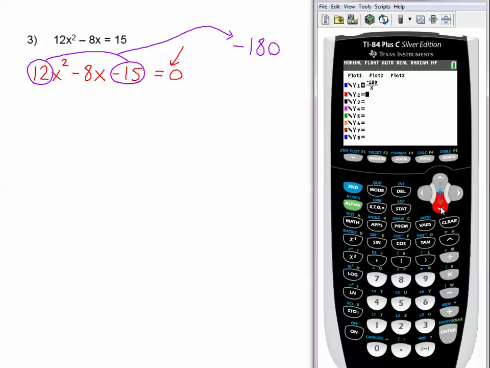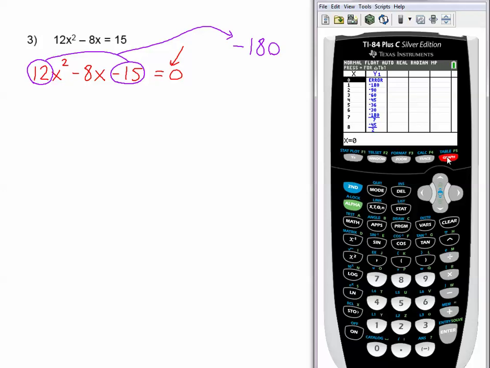I would like to look at the table of values. The table is up here in blue, so I need to push the blue button. Second, table. And this is all of the table of values. I get an error when x is 0 because I can never divide by 0.